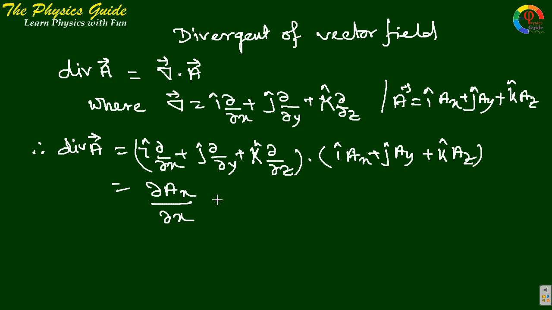del x. For the second case, j dot i equals 0, j dot j equals 1, j dot k equals 0. So the remaining dot product is j dot j, that is del ay del y. And for the third case, similarly, k dot k equals 1, and this gives del az by del z. So this is the divergence of A, any vector field.